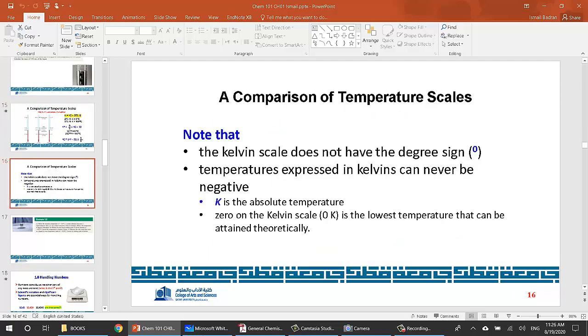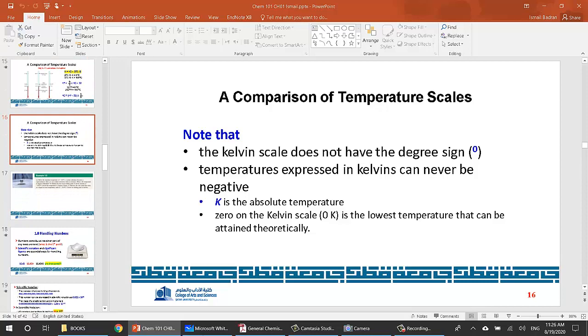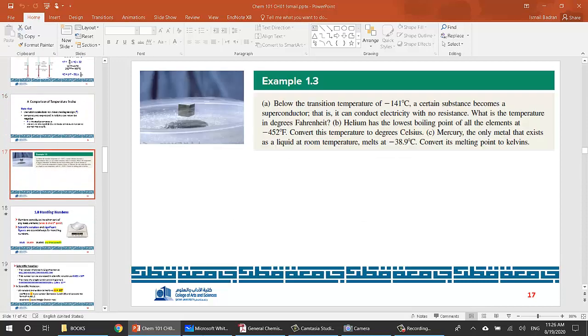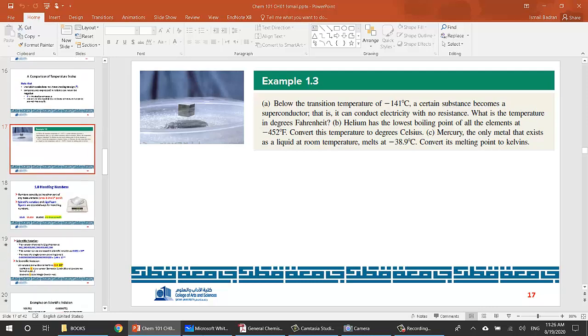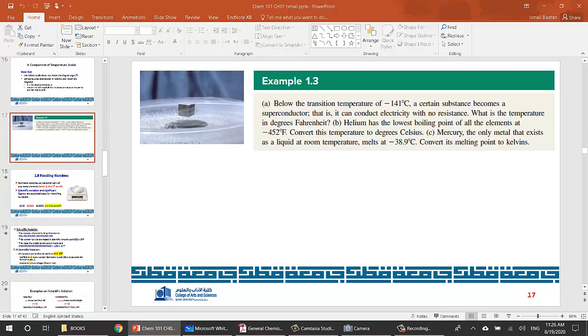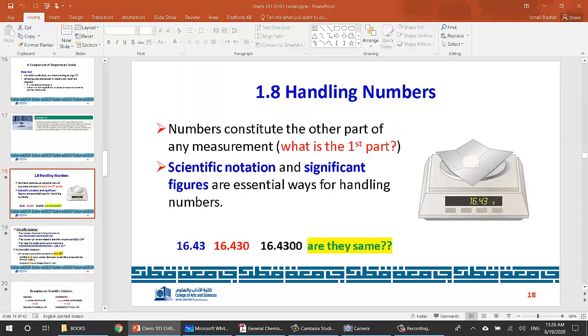There is nothing called minus 10 Kelvin or minus 20 Kelvin. So note that the Kelvin scale does not have the degree sign because it's an absolute scale. So we say 10 Kelvin, 20 Kelvin. We don't say 10 degrees Kelvin. And temperature expressed in Kelvin can never be negative. And that's what I said last time. I will leave you to practice this question in your free time. I think it's an easy, straightforward question to convert between temperatures. Okay, now let's move on to handling numbers.